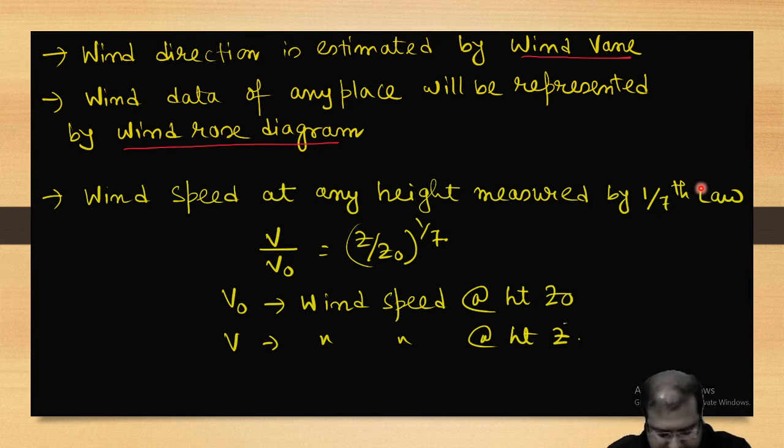And wind speed at any height is measured by the 1/7th law, where V by V naught is equal to Z by Z naught to the power 1/7, where V naught is the wind speed at height Z naught and V is the wind speed at height Z.